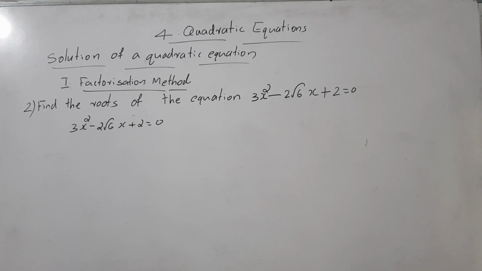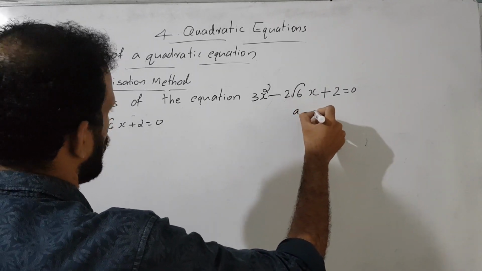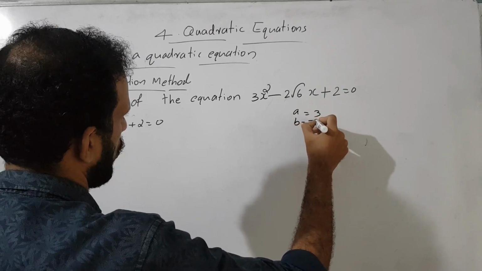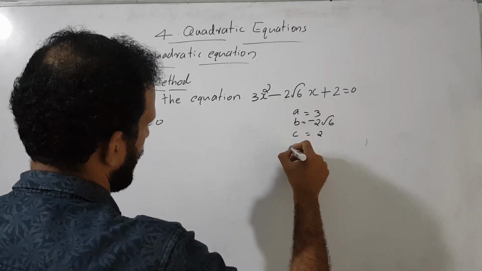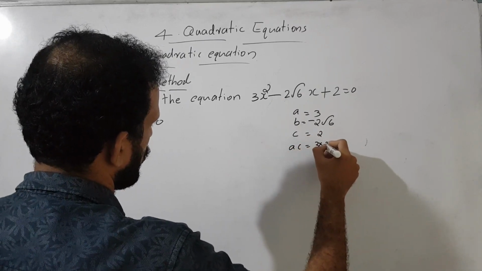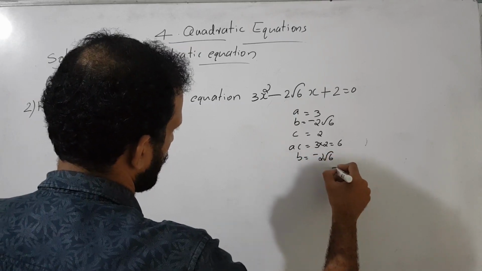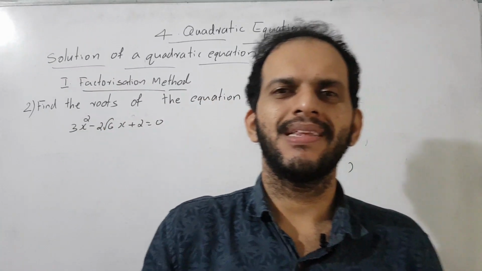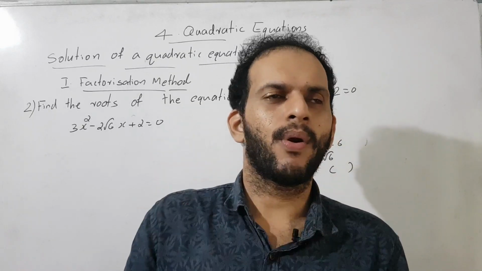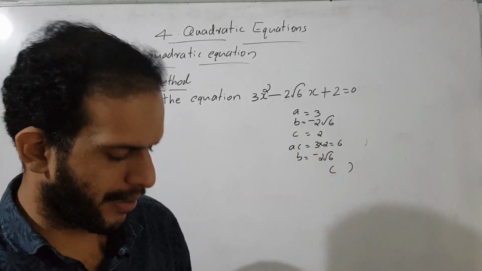We need to write the values of A, B and C, correct? So we write the values of A is equal to 3, B is equal to minus 2 root 6 and C is equal to 2. Therefore AC is equal to 3 into 2 is equal to 6. B is equal to minus 2 root 6. Okay, so next, what is next? We know that next we need a pair of numbers whose product is equal to 6 and whose sum is equal to minus 2 root 6.